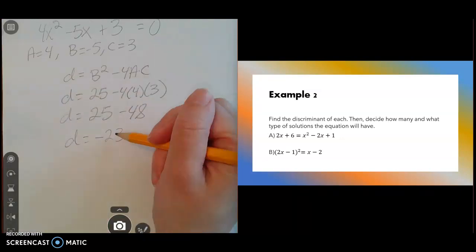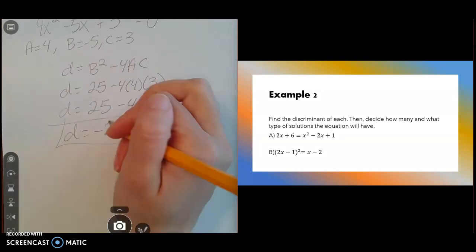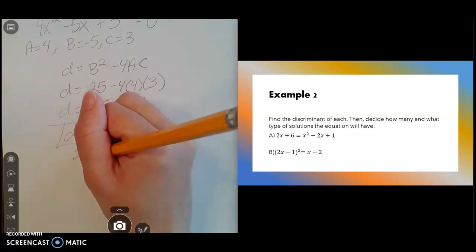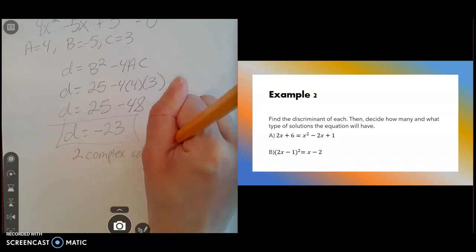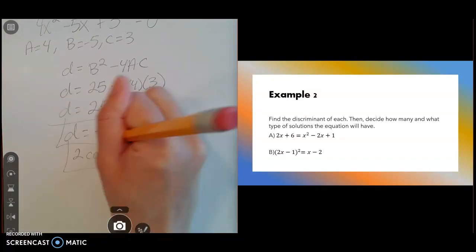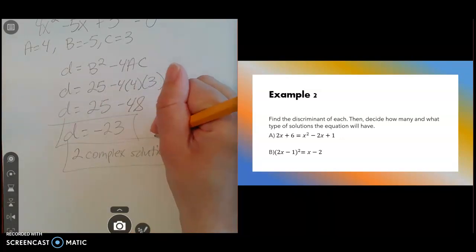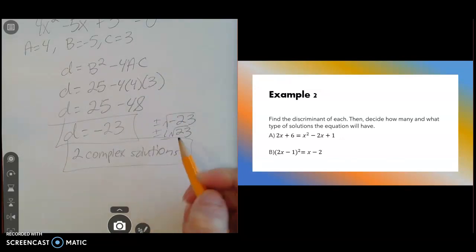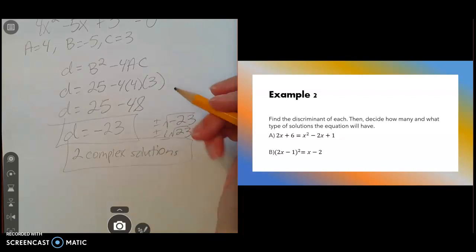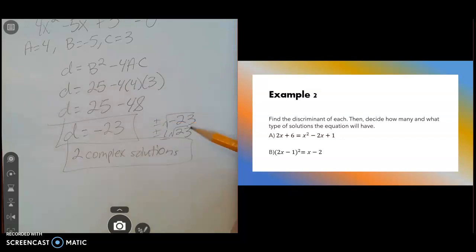So, having a negative discriminant, here's the discriminant. Having a negative discriminant tells me that I'm going to have two complex solutions. So I'm going to have two answers. And they're both going to be complex because when I take that plus or minus square root of negative 23, I'm going to pull out an i, right? And because I have an i in my answer, it's imaginary. We're going to do a real number plus or minus an imaginary number, which gives us complex solutions.